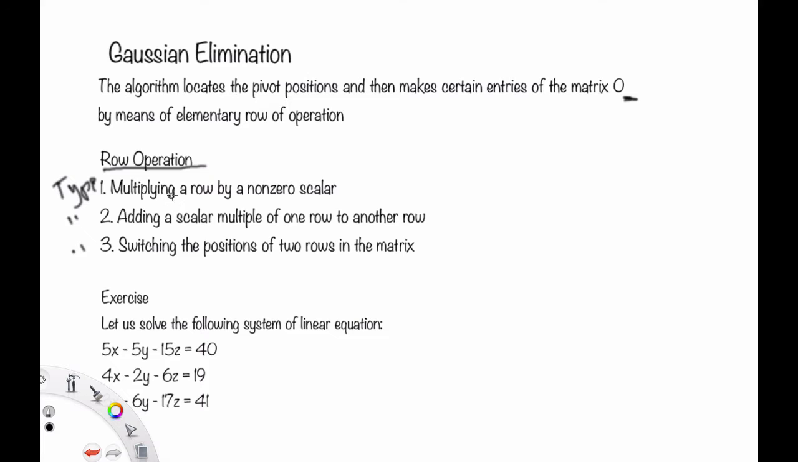We call them type 1, type 2, and type 3. Type 1 is multiplying a row by a non-zero scalar. The second one is adding a scalar multiple of one row to another row. And the third one is switching the positions of 2 rows in the matrix.